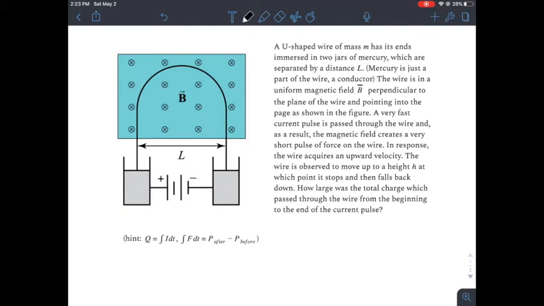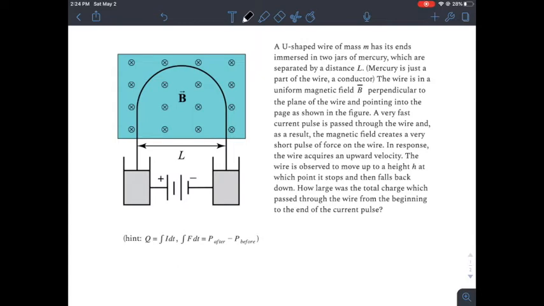A very fast current pulse passes through the wire, and as a result, the magnetic field creates a very short impulse of force on the wire. In response, the wire acquires upward velocity. The wire is observed to move up to a height h, at which point it stopped and then fell back down. How large was the total charge which passed through the wire from the beginning to the end of the current pulse?